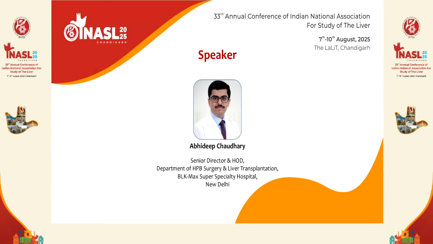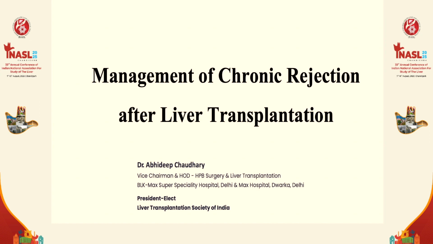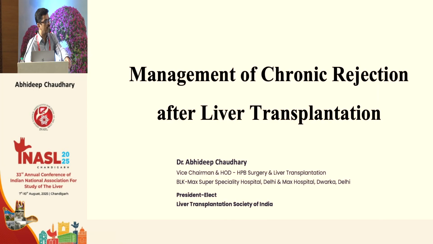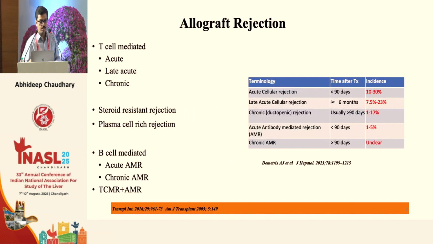Good evening, everyone. So, chronic rejection. When we look at the liver, we have been taught that the liver is an immunologically privileged organ. I would say it is comparatively immunologically privileged, but it is not that privileged. The reason I say that is there are significant episodes of rejection which happen after liver transplant.